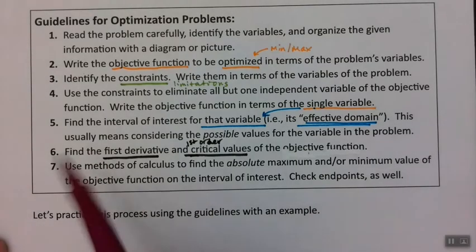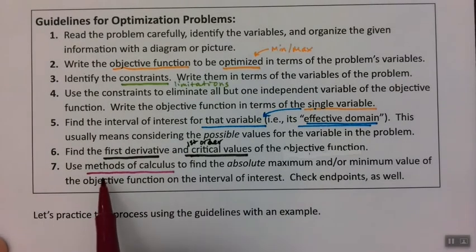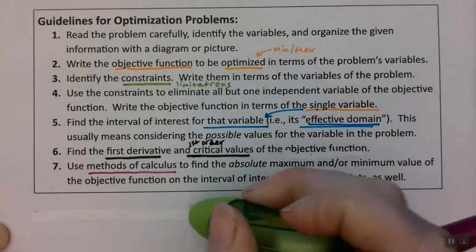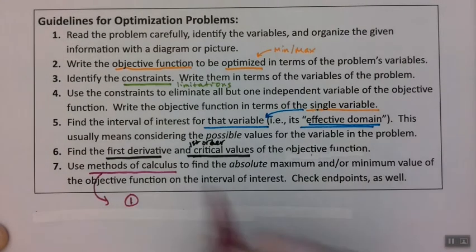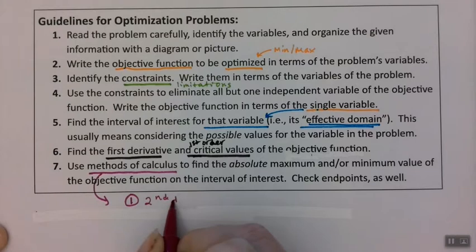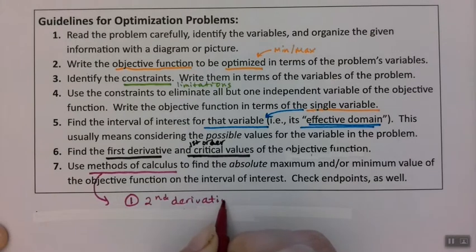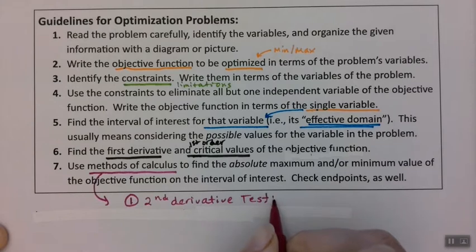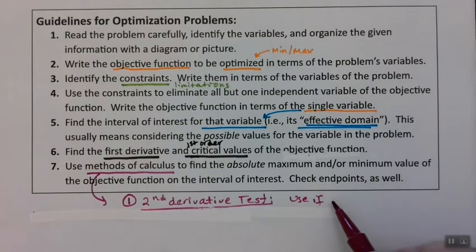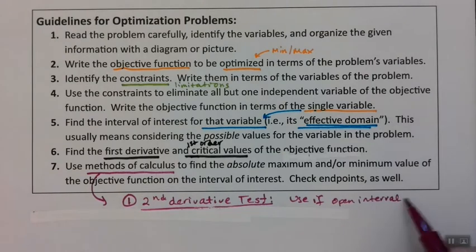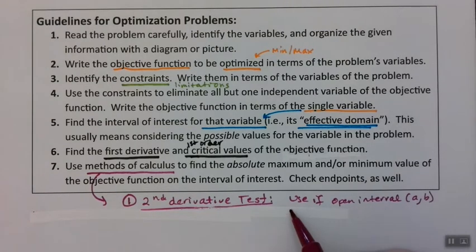So methods of calculus is a little bit vague. Let me talk about what the 3 possibilities are. And this was actually supposed to be on the next page, so I'm just going to get rid of that. That's a typo. Okay, so what are the methods of calculus? The number one that we use the most is actually the second derivative test. You use it because, well, let me put it this way. You use it if your second derivative is easy to find, right? So use it if you're looking at an open interval (a, b), and your second derivative is easy to find.